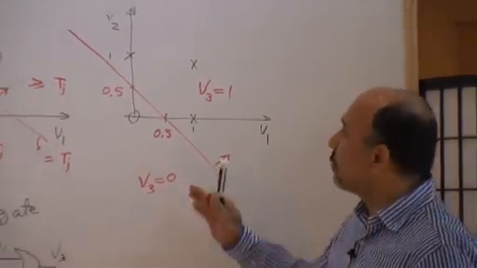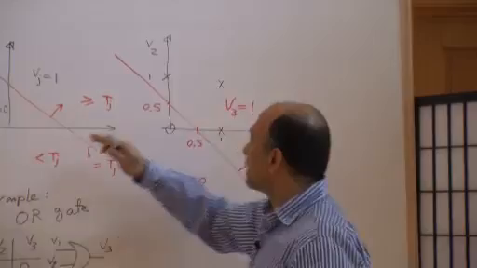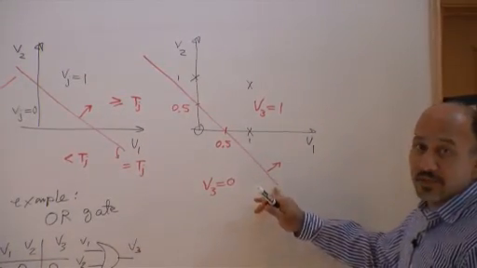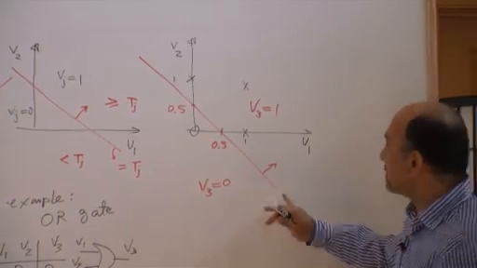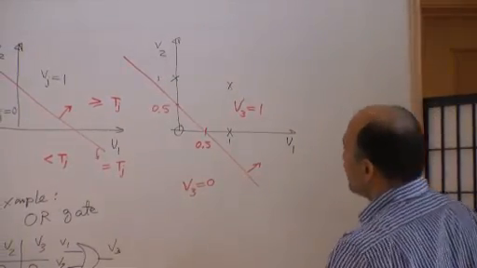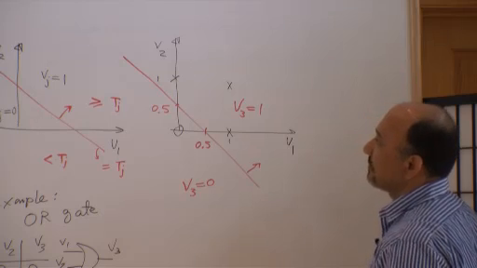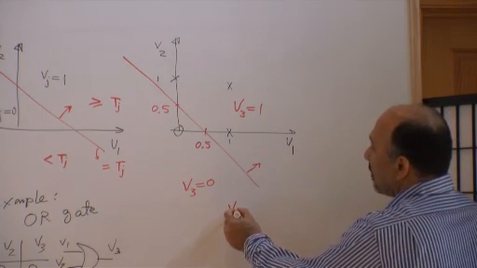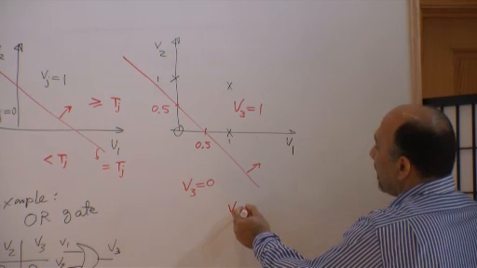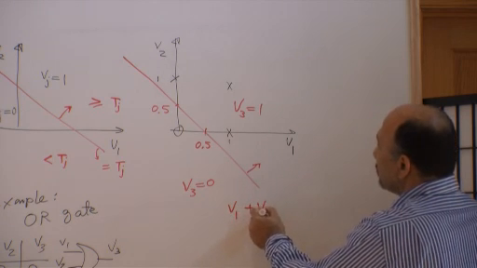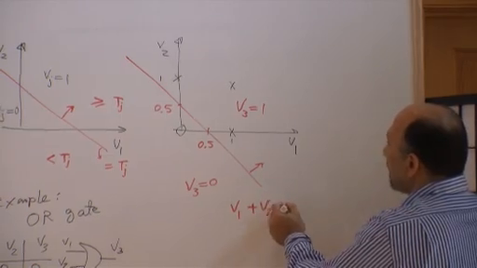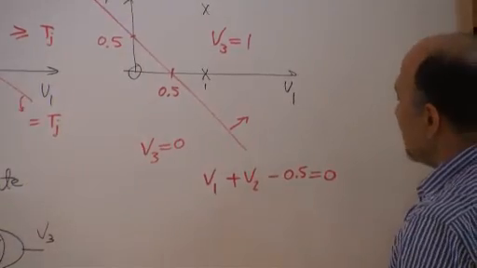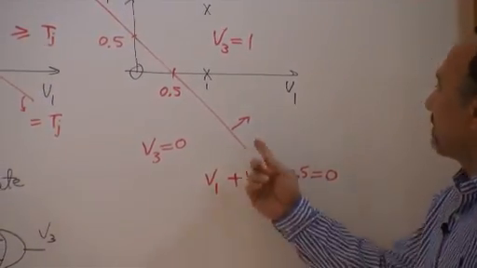So this will implement the OR gate. Now let's figure out what are the weights that can accomplish this line. The first thing is to write the equation of the line, see what that equation is. So the equation of this line, simply from what we have known before, could be V1 plus V2 minus 0.5 equal to 0. This equation basically represents this line.